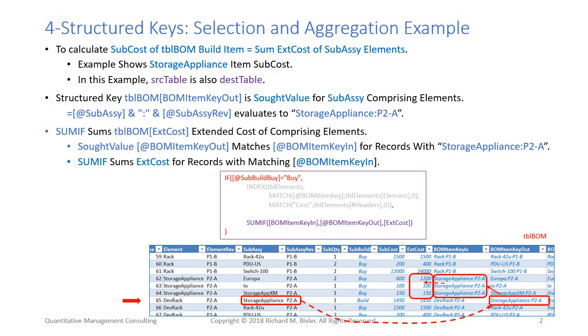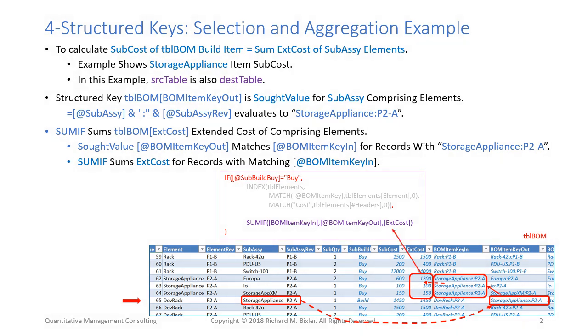The BOM item key out for the storage appliance P2A subassembly on line 65 matches the BOM item key in records, defining items needed to build a storage appliance P2A element. And that storage appliance P2A element is defined itself by 3 records listing subassemblies needed to create itself. Each of those items has a field stating its extended cost. That's just what we need. This is just the information we need to put together a SUMIF to add up the extended costs of all items needed to build the item.